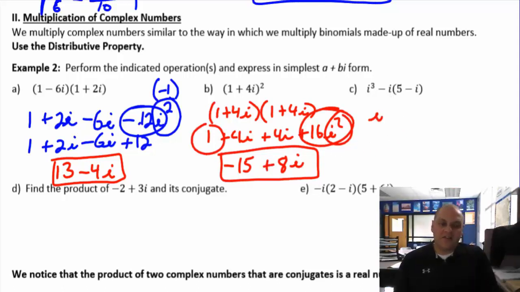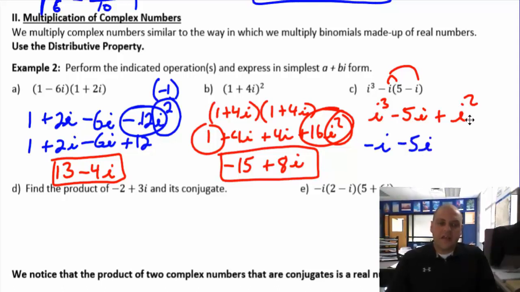Here we have i to the third. I've got to distribute here. Distribute my i, so minus 5i, and then plus i squared. Now we need to simplify our powers of i. Yesterday we learned that i to the third is negative i. So we'll substitute that in there. And we learned that i squared is negative 1, so minus 1. I can combine these i terms. So I get negative 1 minus 6i.